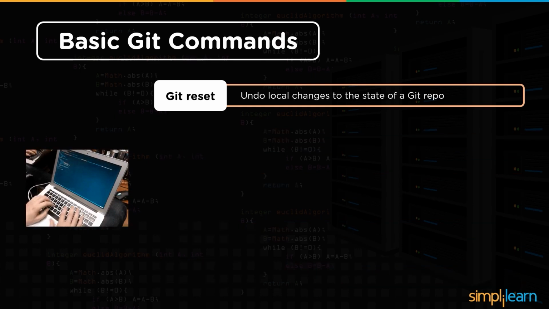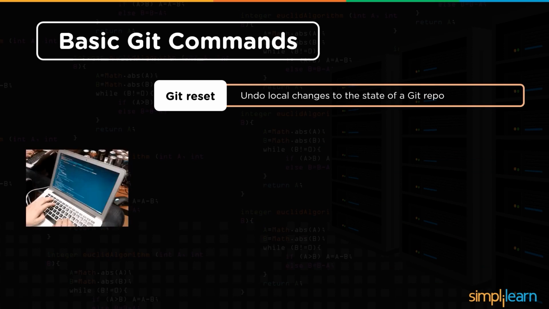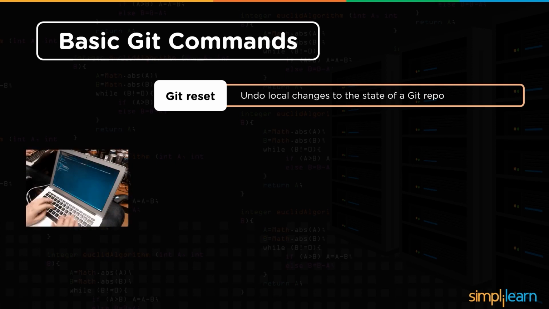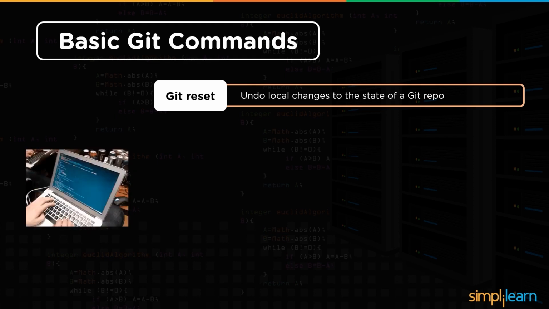Then we have the git reset command. Git reset is used in various ways. One way is to reset the changes in the files, and in a certain way you can also use it to delete commits from the Git repository.